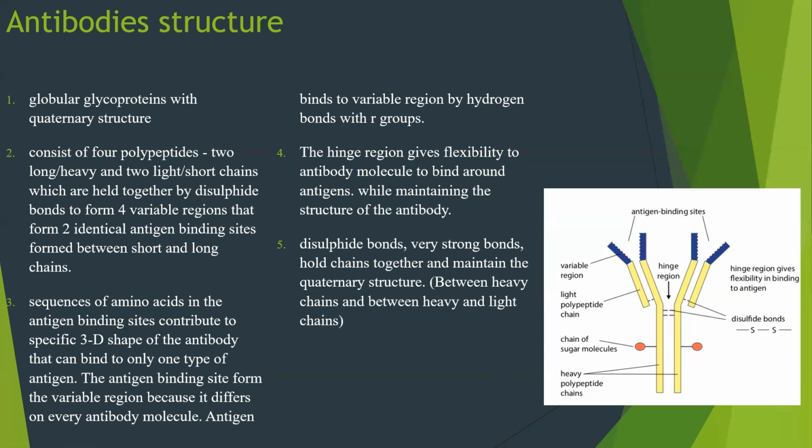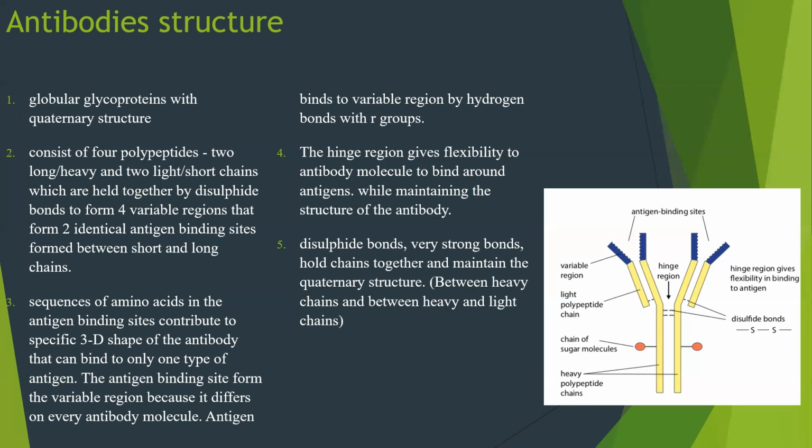They're held together by disulfide bonds. So there are multiple disulfide bonds. The first one holds the long chains together. And there's also one which holds a long and short chain together on both sides. So when they're held together, it forms variable regions. There are exactly four variable regions. And the 4 variable regions together form something called the antigen binding site.